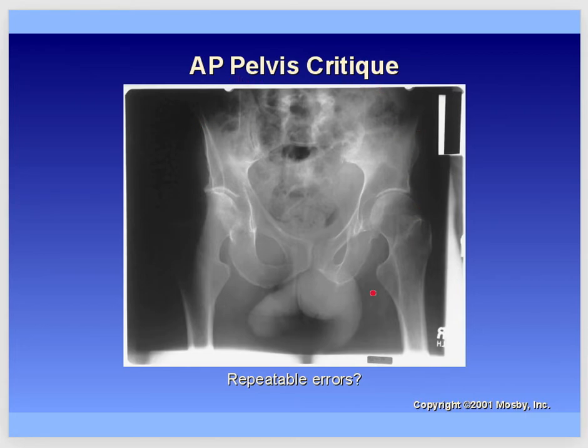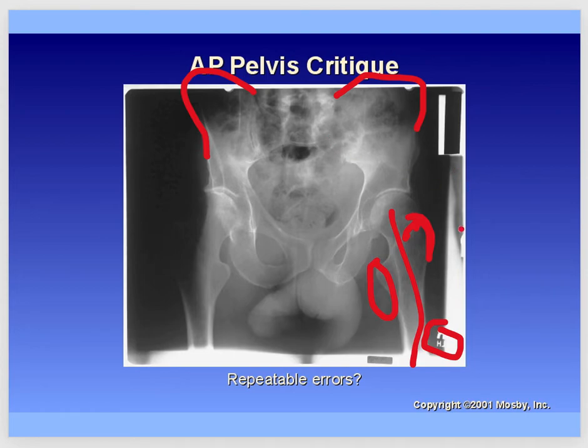AP pelvis critique. So this is an AP pelvis with repeatable errors. So we're going to go through this again. We have a marker. If this is an AP pelvis, this is the wrong marker. Once again, our legs are not rotated in, so this greater trochanter is over the neck and the head. We're seeing the lesser trochanter. Also, if you look up here, you're cutting off the iliac crest on this patient. So this is not well positioned at all.